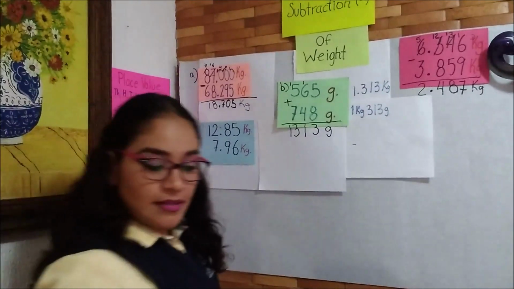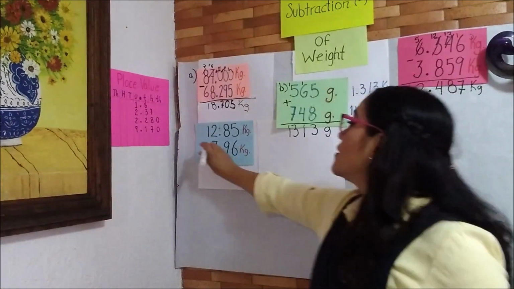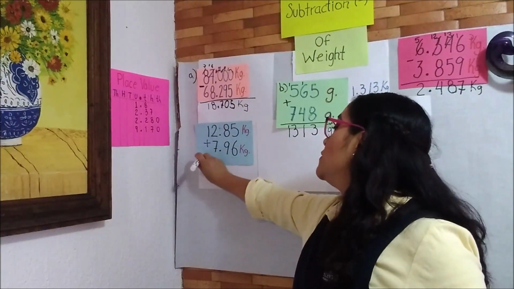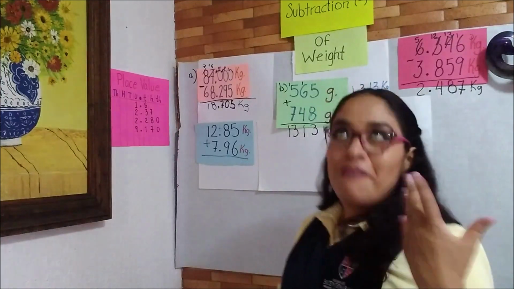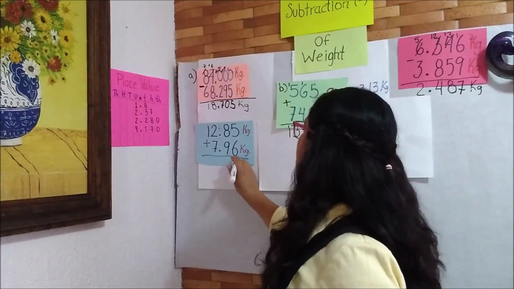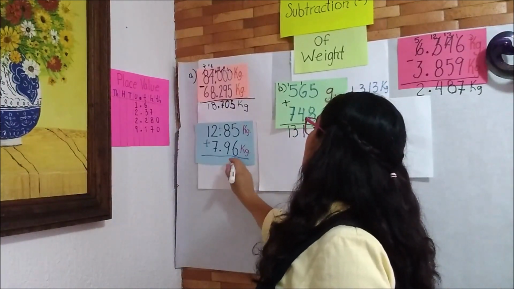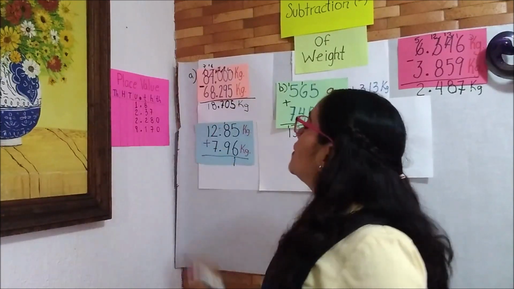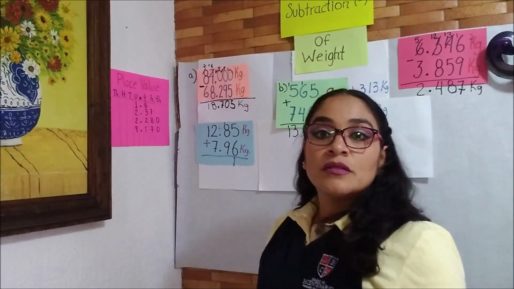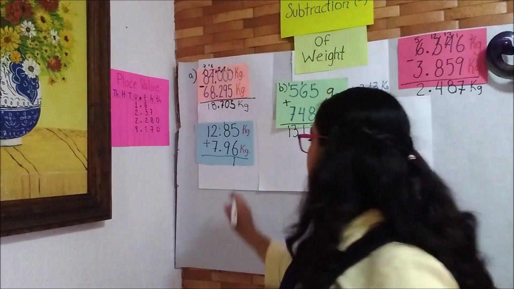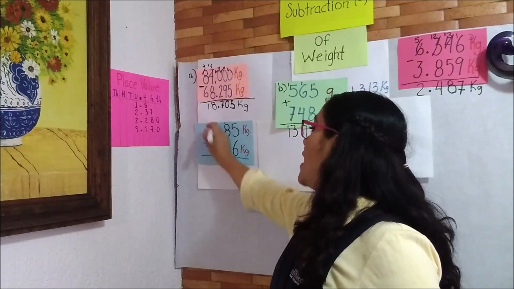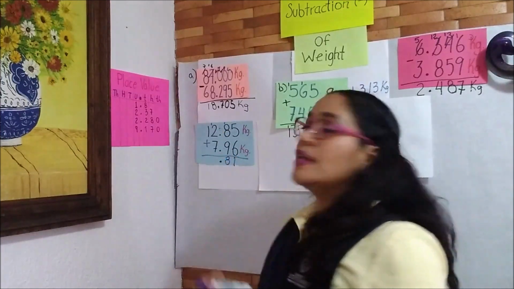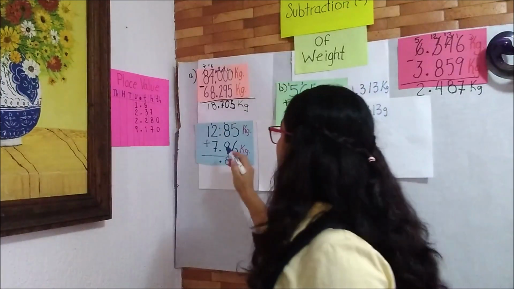So what do we have to do? Together means what? Together we need to add. All right. 5 plus 6 equals 11. 1 plus 8, 9 plus 9, 18. We're going to add the unit here and we write our beautiful point.